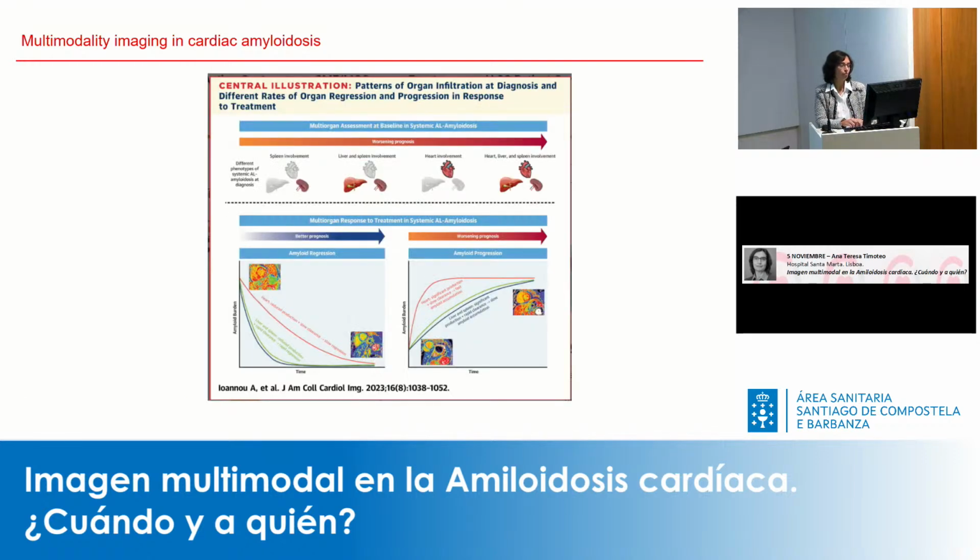This other study compared the response of patients not only with cardiac amyloidosis, but also with involvement of the spleen and the liver. And they have shown that under treatment, the response of the liver and the spleen, with reduction in extracellular volume, is usually faster compared to the response of the heart. And this can also be indicative of a good response.